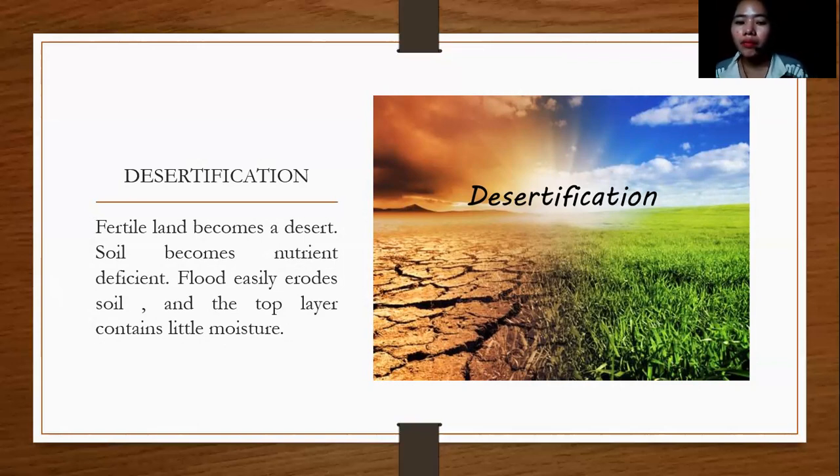So fertile land becomes nutrient deficient and floods easily erode soil, and the top layer contains a little moisture. Kapag ganito na ang hitsura ng ating pananim, it's very hard to grow crops or to plant our crops.